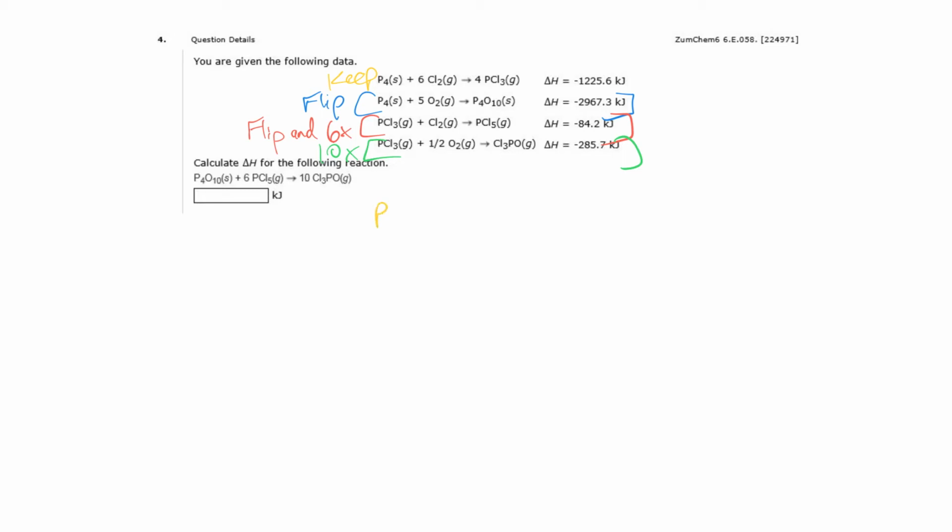After doing all these manipulations, let's rewrite each of the equations and see what can cross out. The value of delta H will change. It'll be flipped or multiplied just the same as the coefficients in the equations that we're treating. So the first equation was kept exactly as is. The second equation flipped around. So we'll rewrite it as written the other way.